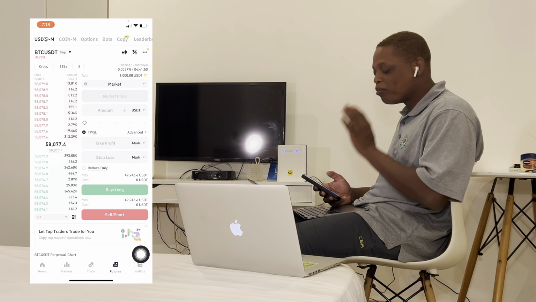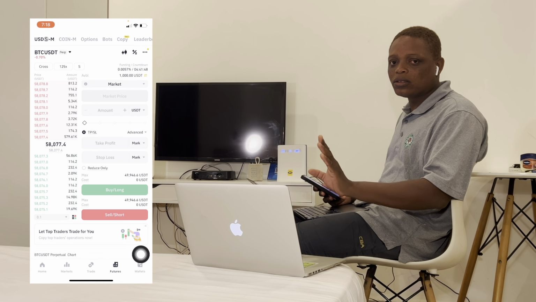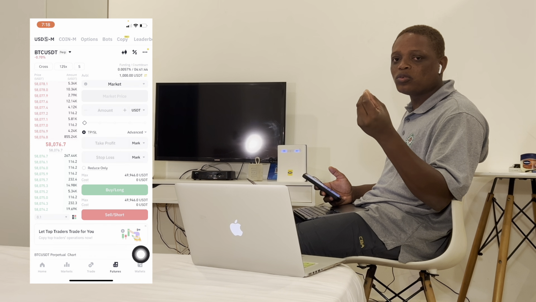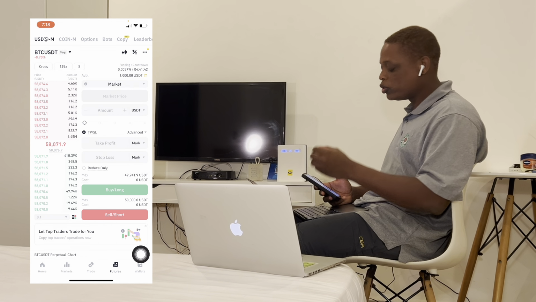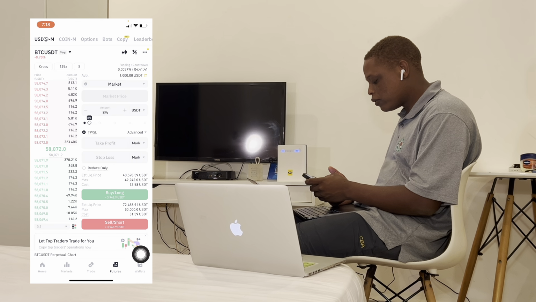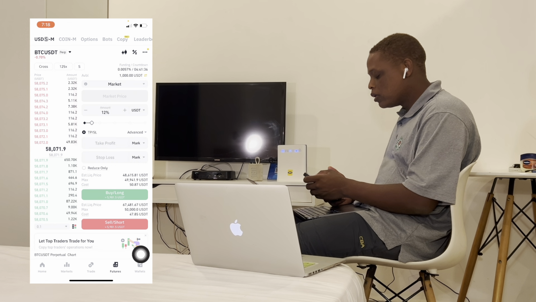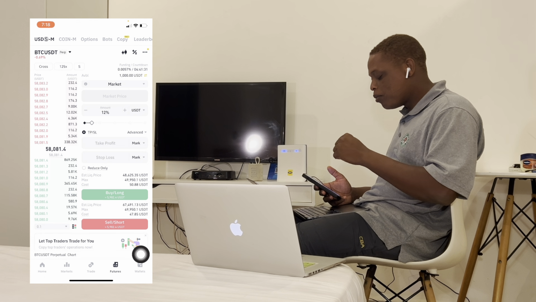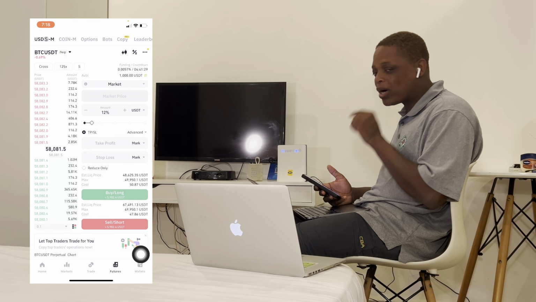So I'll use the margin. Remember, in forex trading, the margin is the lot size. The lot size is how much you are using to take the position. So I was saying that I'll just use $50 to take the position. Now the leverage comes in. The leverage is how many times you are multiplying your margin.